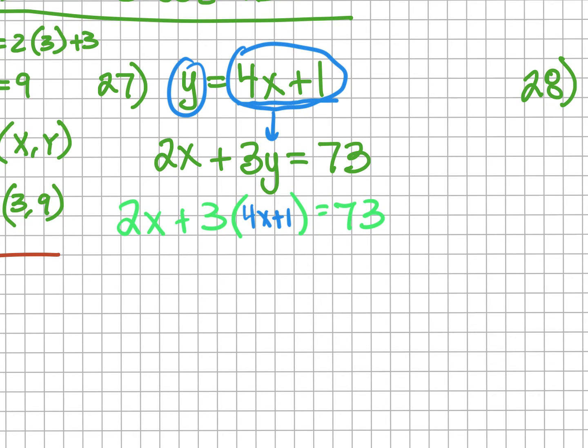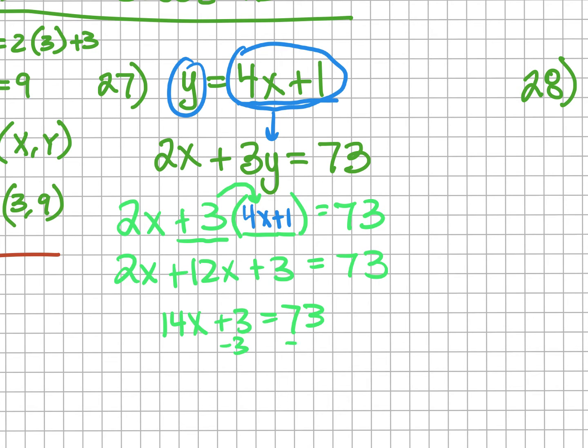First step is I got to get rid of those. I got to do the distribution. 3 times, so I have 2x. Positive 3 times 4x is plus 12x. Positive 3 times 1 is plus 3, equals 73. And now I have 14x plus 3 equals 73. I'm going to minus the 3 on both sides, and I'm going to get 14x equals 70. So I'm going to divide by 14. And it looks like, let's see, 70 divided by 14 is 5.